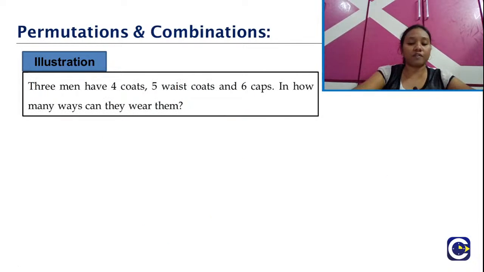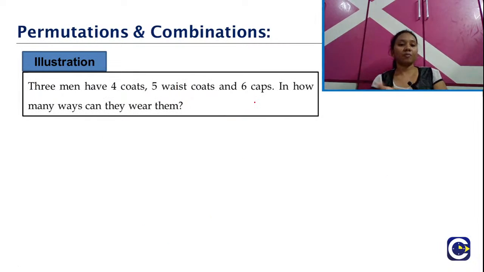So let's move ahead to our next question here. So here comes the question. So here it's related to our permutations. So let's read out the question. So 3 men have 4 coats, 5 waistcoats and 6 caps. So in how many ways they can wear them? That means in how many arrangements, in how many permutations we can say, in how many ways. So just think of the question and try to answer it.